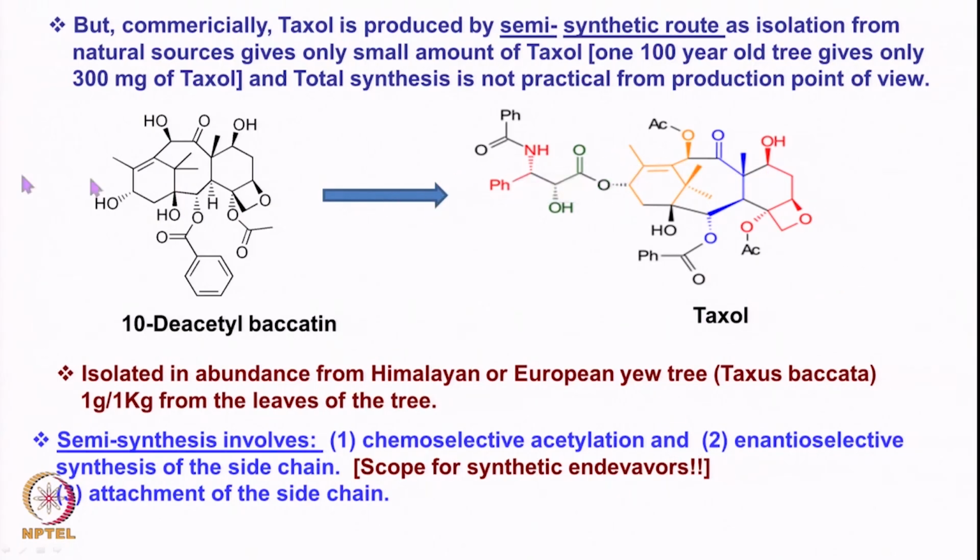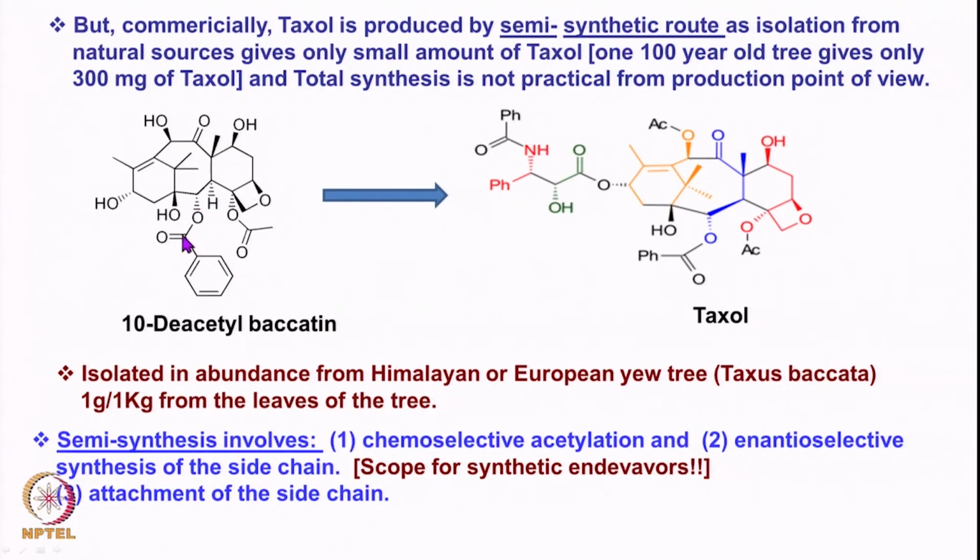chain. Now already there is a hydroxy group here. So now that hydroxy group has to be converted to this particular side chain which has 2 asymmetric centers. That means we have to make sure that we attach the side chain to this hydroxy group with appropriate stereochemistry and also absolute configuration. So this attachment has to be done.